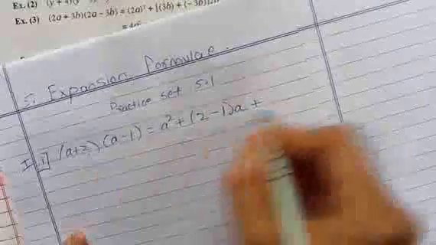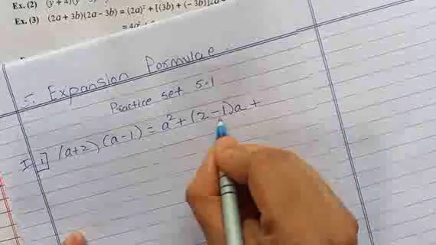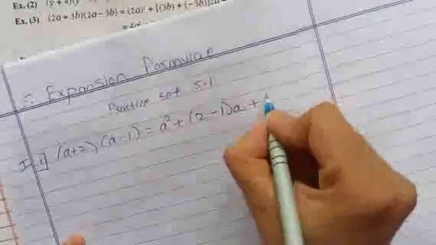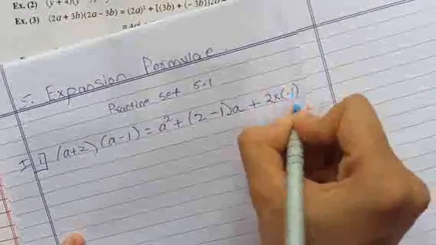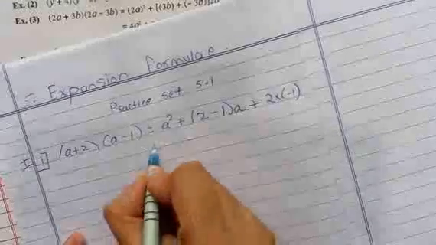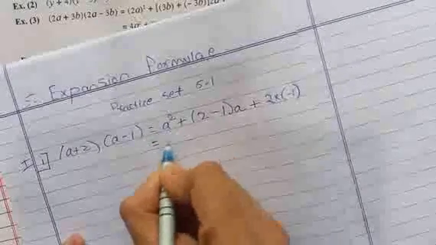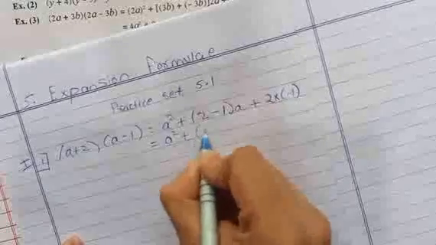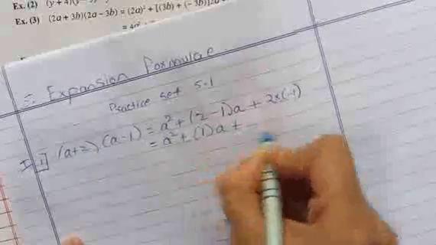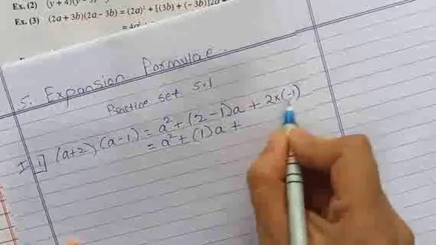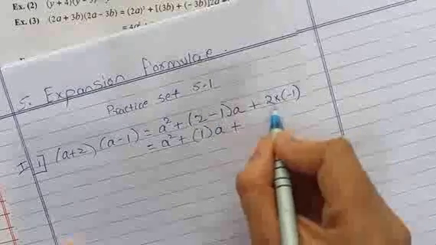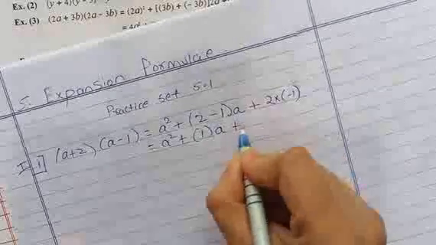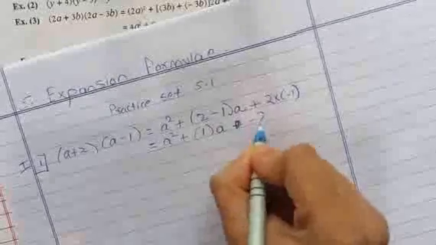plus. Now, one time you minus it. Another time what you have to do is multiply these two numbers. So 2 into minus 1. So what value will you get, students? a square plus, in the bracket, 2 minus 1 will be 1a, plus, multiplying 2 into minus 1 will be minus 2, right? So it will be minus 2.